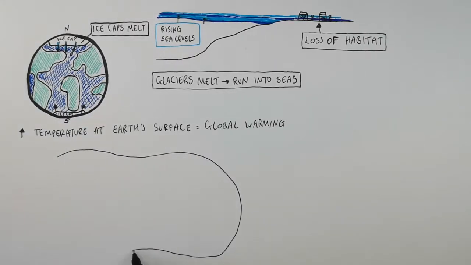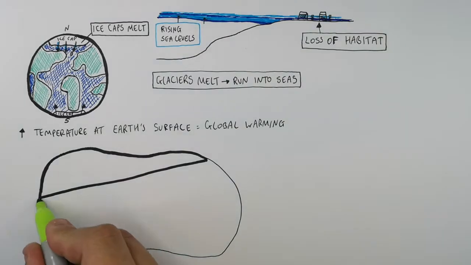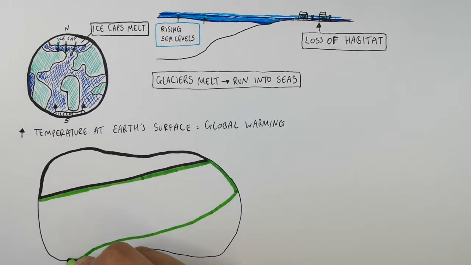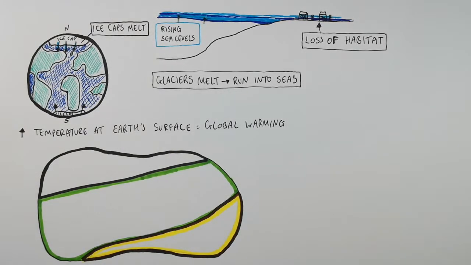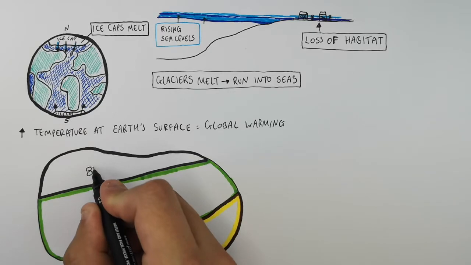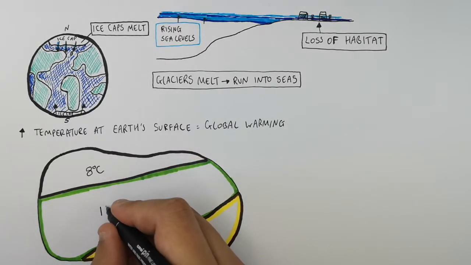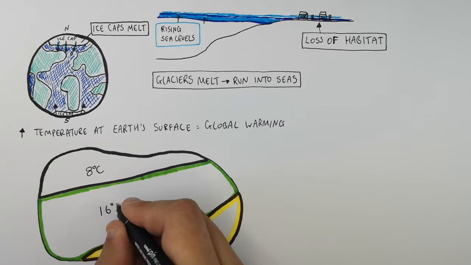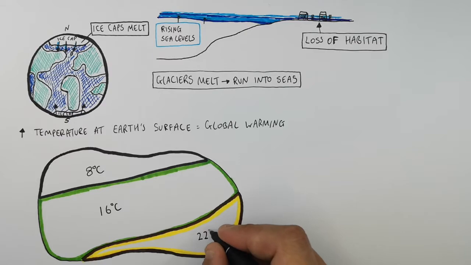What we've got here is a representation of a large continent, where the most northern region is cooler, the middle region is a little bit warmer, and then you've got a more desert-like region towards the equator in the south, where the average temperature in the cooler northern region is 8 degrees Celsius. The average temperature in the more temperate climate is 16 degrees Celsius, and the hotter desert climate has an average temperature of 22 degrees Celsius.